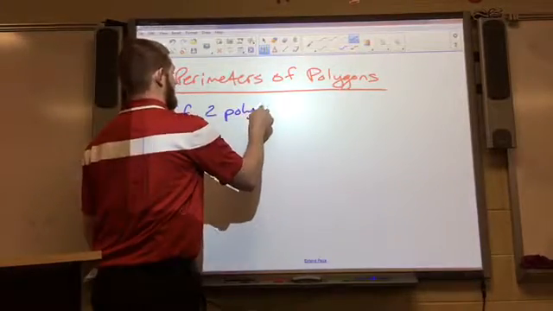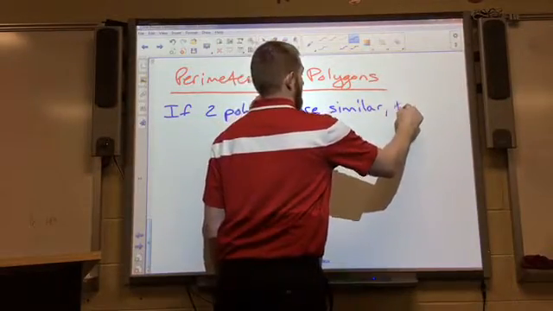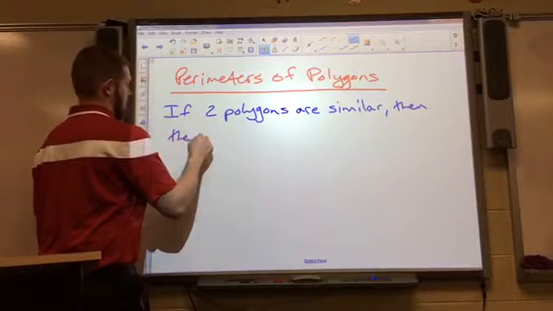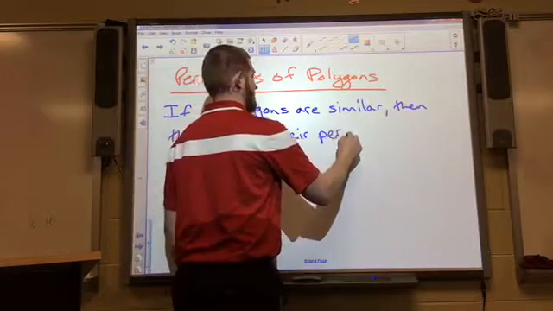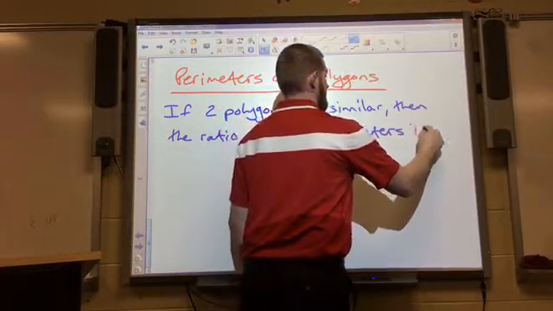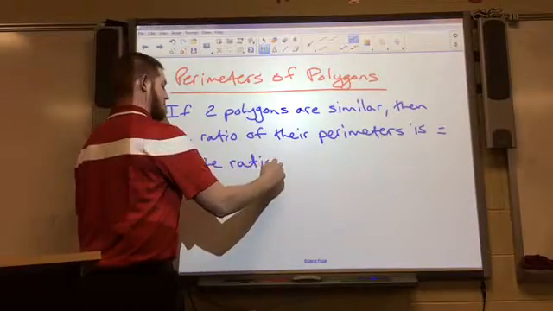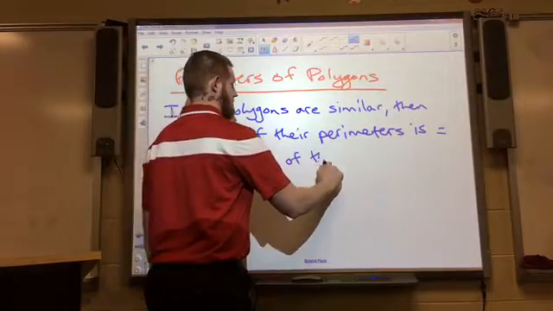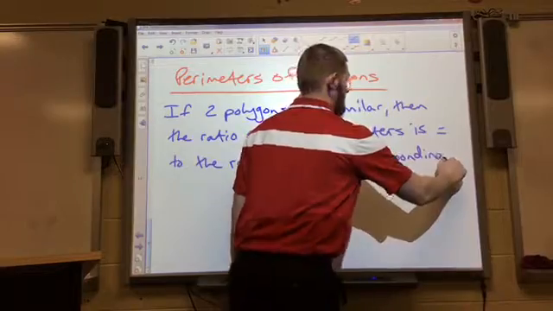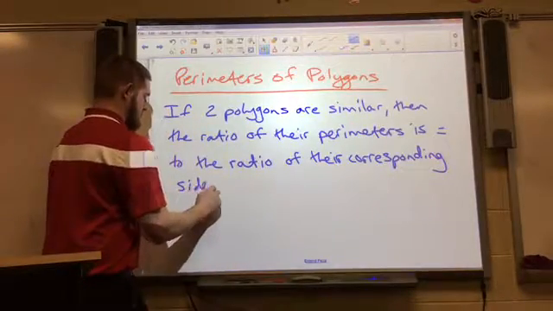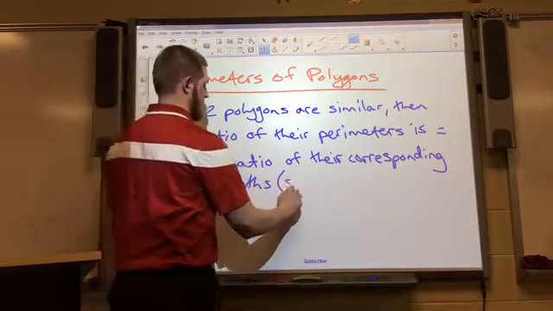If two polygons are similar, then the ratio of their perimeters is equal to the ratio of their corresponding side lengths. Also known as your scale factor.